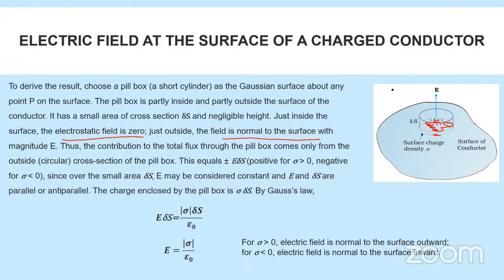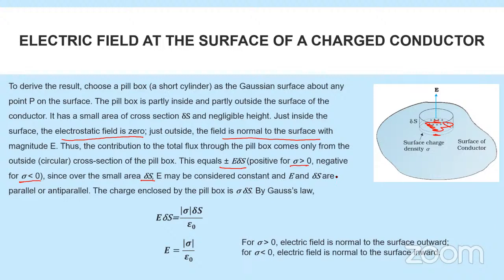So as you know, flux is actually E into del S, or E into area. So we find that the total flux through the Gaussian surface that we are considering is E into del S, plus or minus. If your surface charge density is more than 0, it is going to be positive. If your surface charge density is less than 0, or negative, the flux is going to be negative. We are considering it for a small area del S. When we are considering it over a small area del S, the electric field can be considered constant.